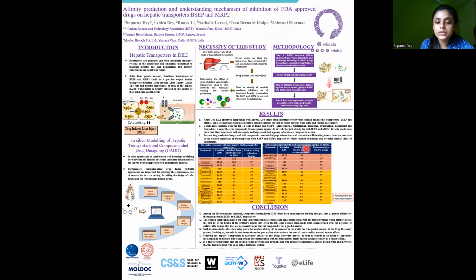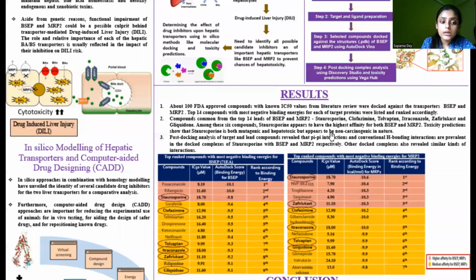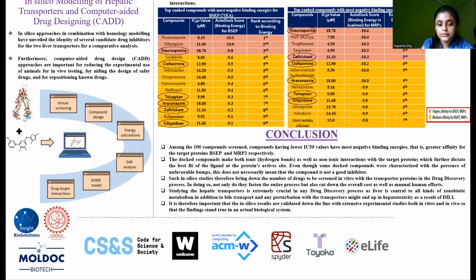Now, finally, coming to the conclusion that we have drawn from our study. Among the 100 compounds that were shown here, it was a general observation that the compounds which have the lowest IC50 values from literature study were found to have the most negative binding energies. The top compounds had prevalent interactions of non-bonding and hydrogen bonding interactions, which further dictate the best fit of the compound onto the protein's active site. Such in silico studies are therefore helpful in bringing down the number of drugs that are to be screened in an in vitro setup, thereby fastening the entire drug discovery process and cutting down the overall cost as well as manual human efforts.